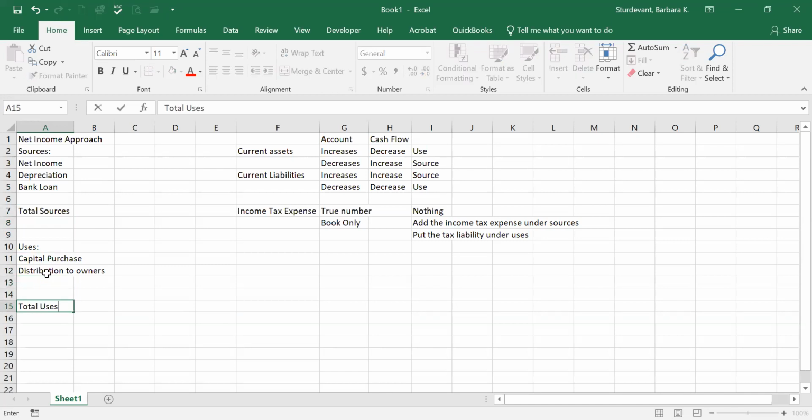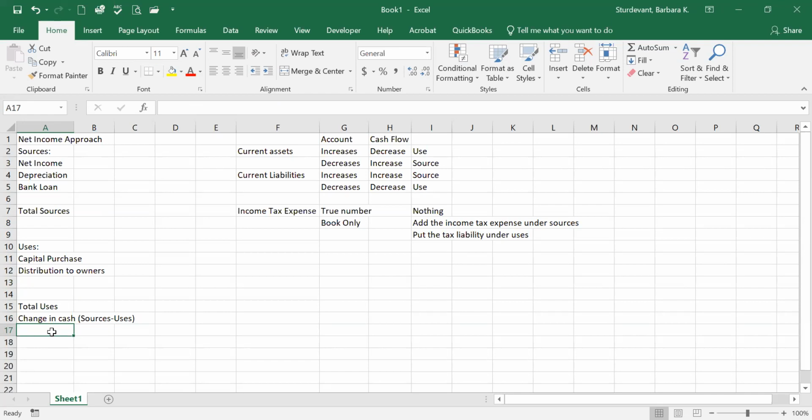Total uses. And then your next one is going to be your change in cash. And your change in cash is going to be your sources minus your uses. So if you spent more than you brought in, then you're obviously going to have a negative number. That happens sometimes.